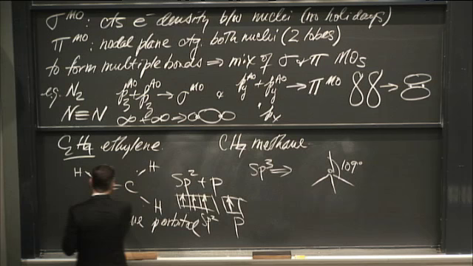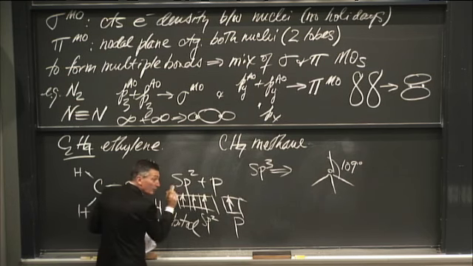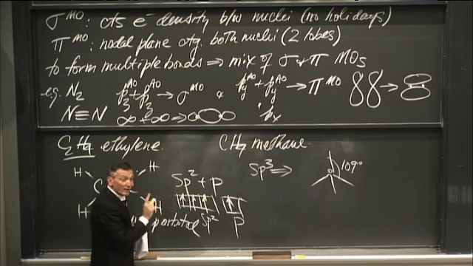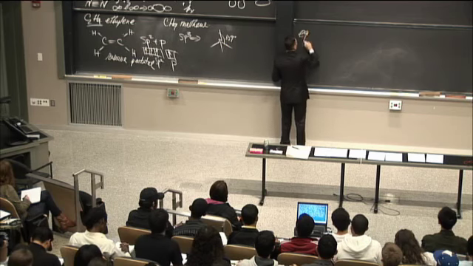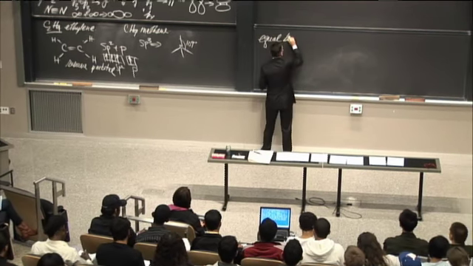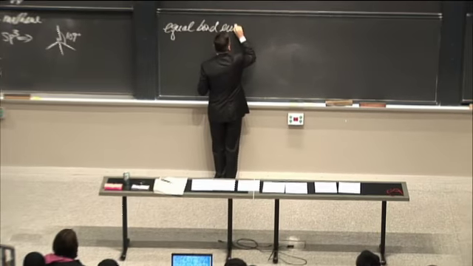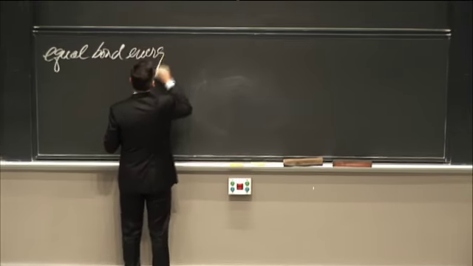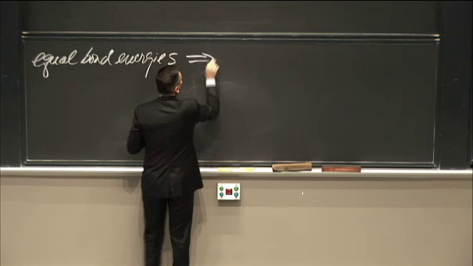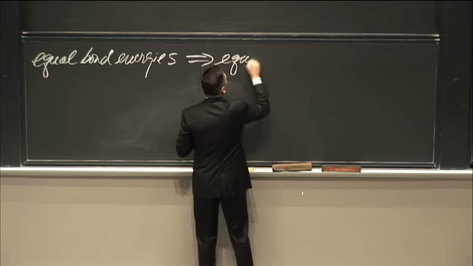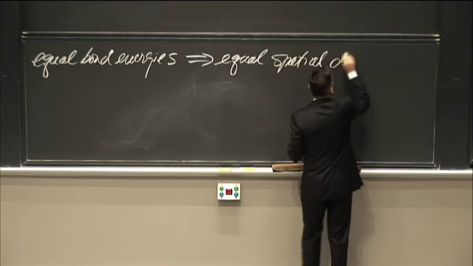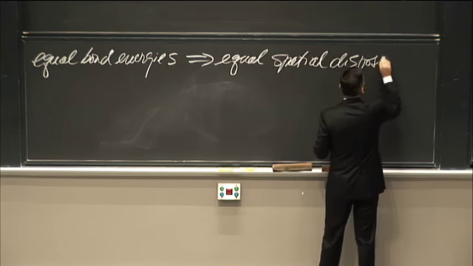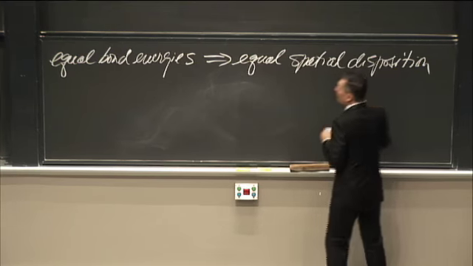This one is going to have 3 of them identical, right? Because we studied last day the principle that equal bond energies imply equal spatial disposition of those bonds. So if we have 4 bonds of equal energy, we have the tetrahedron.